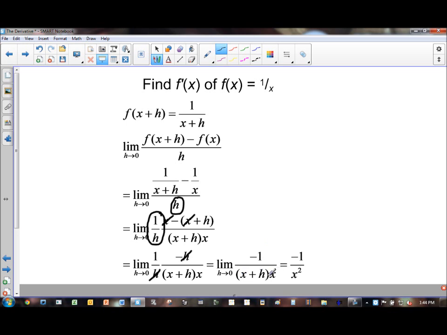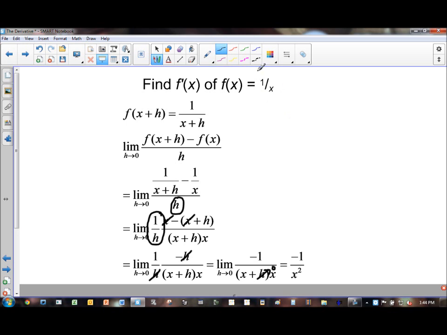And again, for the first time, I now can plug in 0 for h and not get 0 over 0. So I have negative 1 over x times x, which is negative 1 over x squared. So again, this is a general rule that will help you find the slope of the tangent line anywhere on the curve y equals 1 over x.